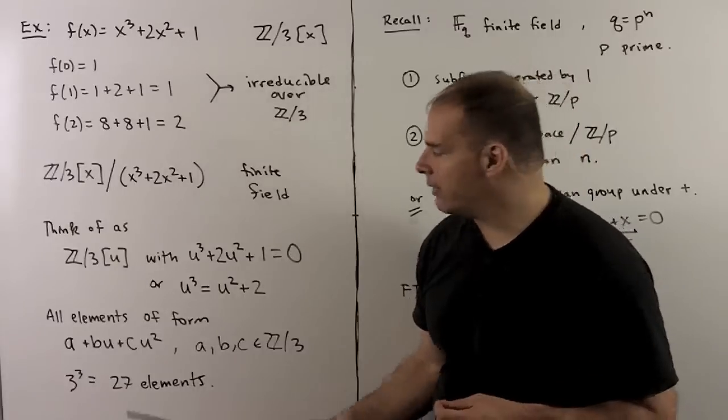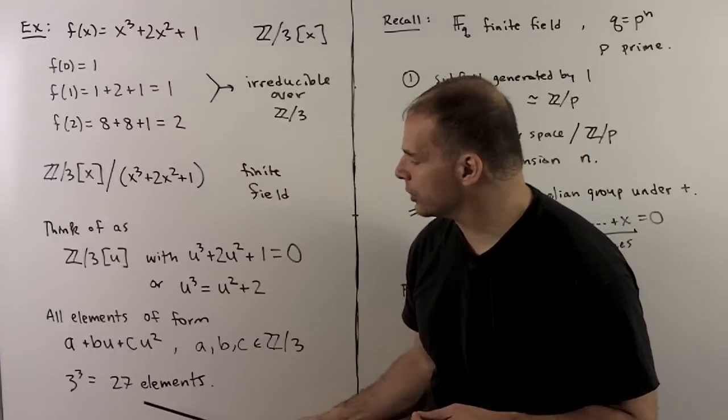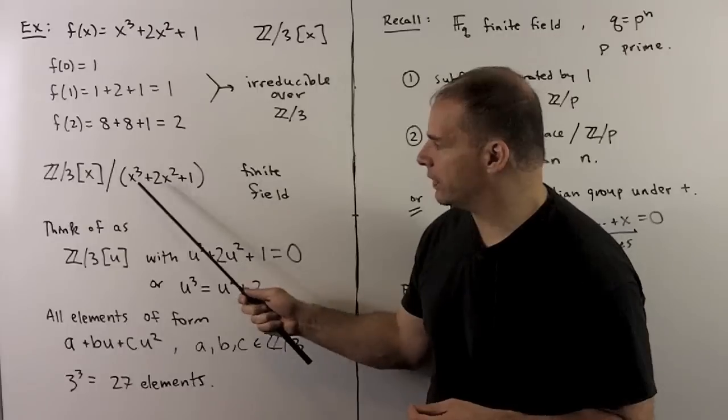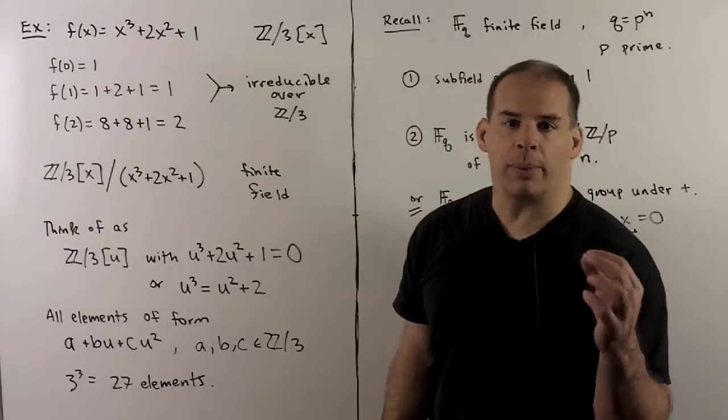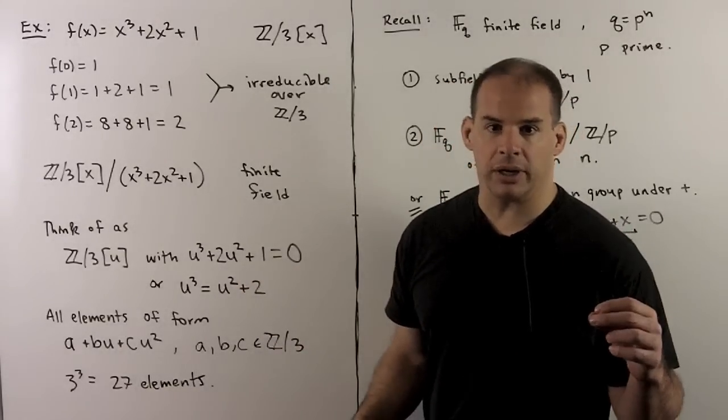Well, that means we have 3 times 3 times 3 equal to 27 elements in this field. We'll say more about this when we get to field and Galois theory.